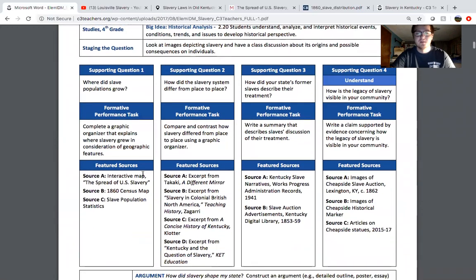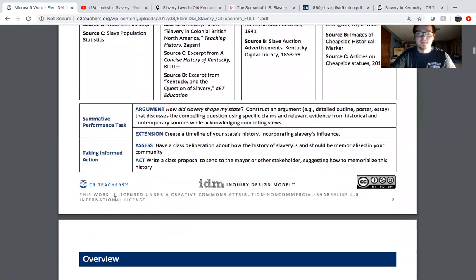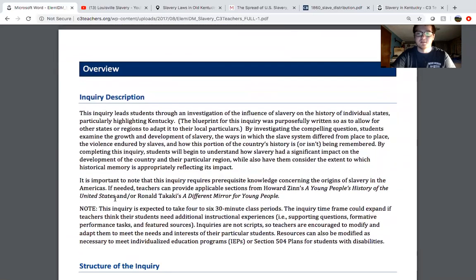For the first part, we're just going to be focusing on this. This is what this video is just going to be focusing on. We're going to have a graphic organizer that explains where slavery grew in consideration of geographic features. So we know in Kentucky we have rivers, border states, some mountains, some forests. So all those will come and we'll show through some sources, some primary sources. We have 3 of these here. I'll pull them up on this video and also link them so that you can pull them up and use for the formative performance task.